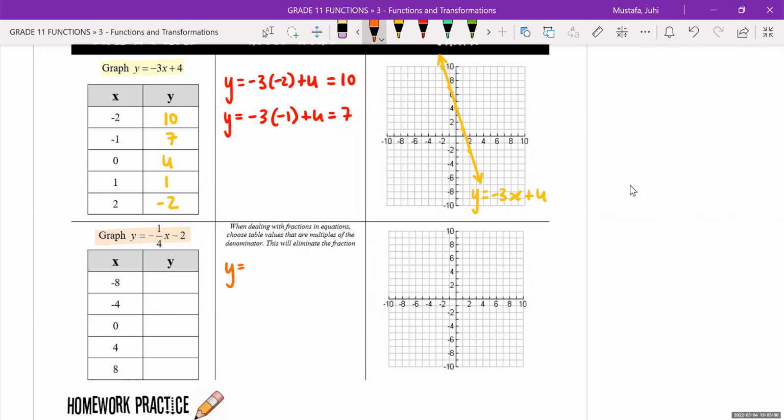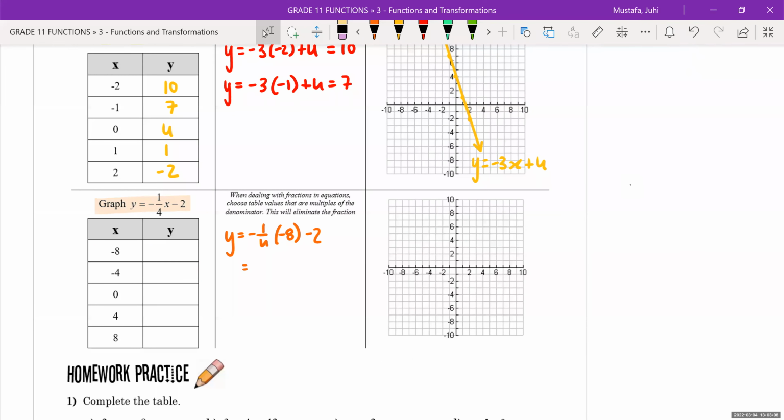y = -1/4 times -8 minus 2. That is just going to give me -1/4 times -8 is +2. 2 minus 2 is just going to be a 0. The next one is y = -1/4 times -4 minus 2. That's -1/4 times -4 is just a 1. 1 minus 2 is -1.